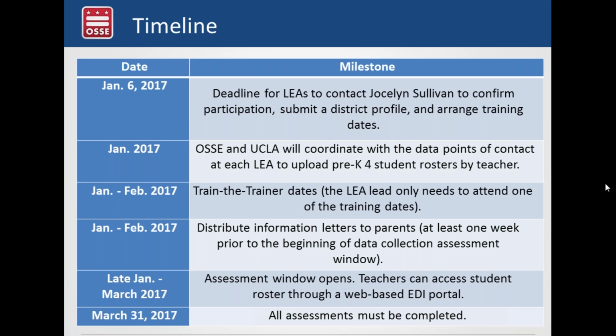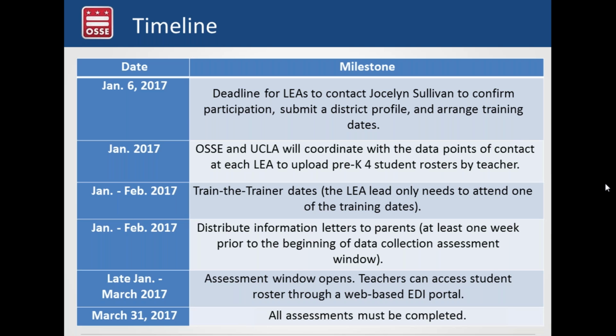I'll contact whoever your point of contact is at your school or LEA to go over the detailed items that we need to do, and then we would move forward into the next item on the timeline, which is coordinating the upload of your student rosters onto the UCLA portal. Once that's done, we will set train-the-trainer dates for the point of contact so that they have more information related to the EDI tool and how the assessment is done, so that if the teachers have any general questions, they would be there at the local level to assist.